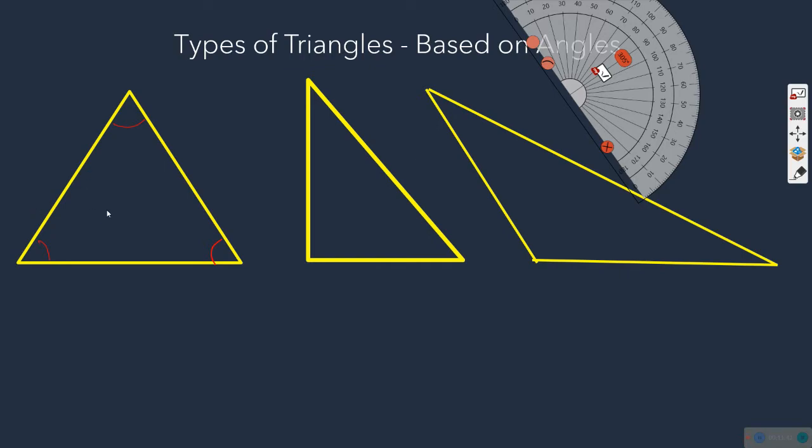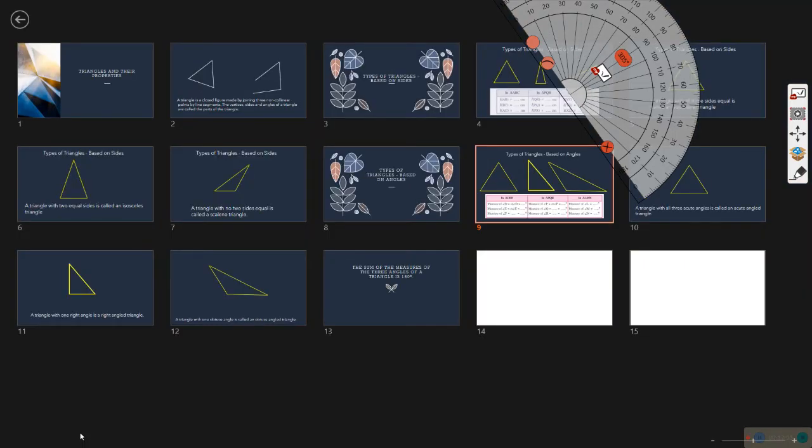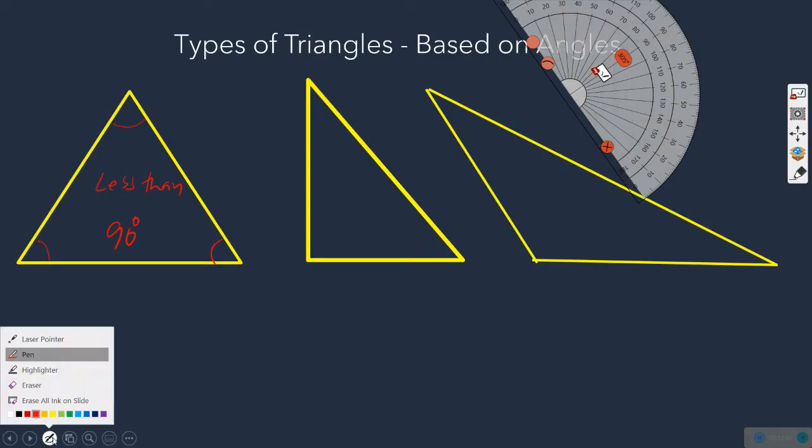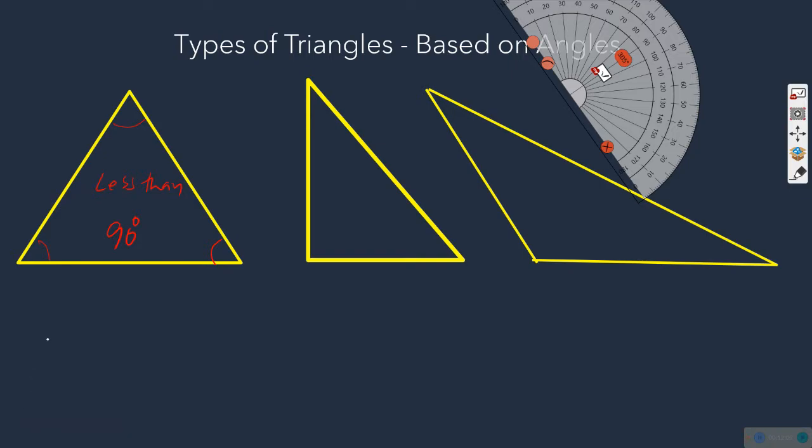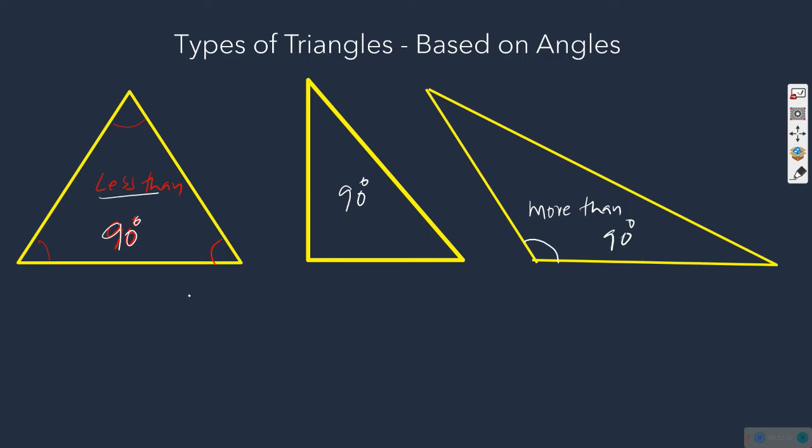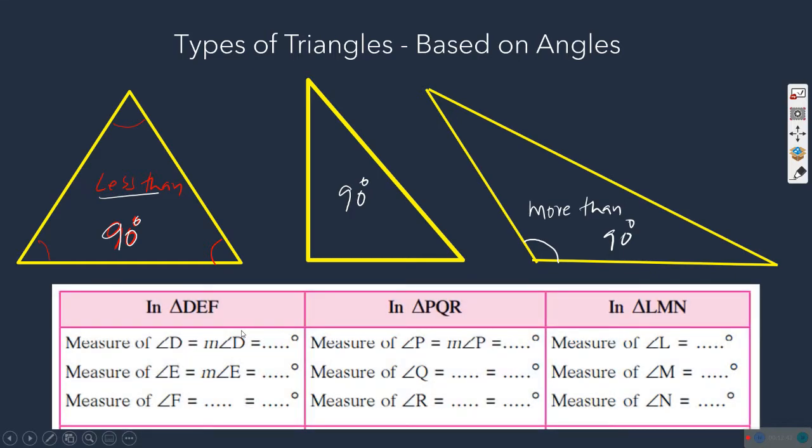One thing we noticed, these have angles with measure less than 90 degree. Understood? Let me change the color of the pen. Here we have a 90 degree angle. Here we have one angle more than 90 degree. Here it is less than 90 degree. Understood? So we have three types of triangle depending upon their angle. And accordingly, we can name them also, depending upon the measure of the angle. And we can measure it and write.